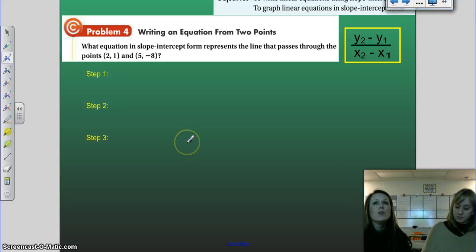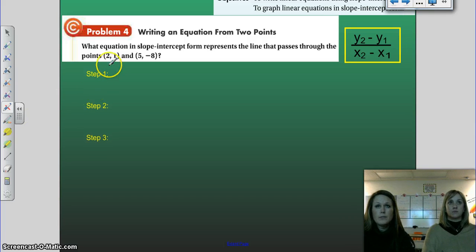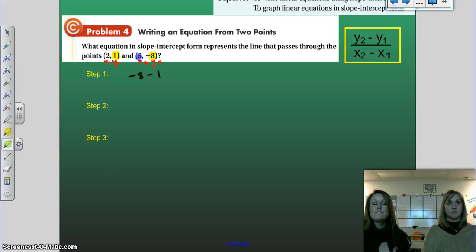All right, so what equation in slope-intercept form represents the line that passes through the points (2, 1) and (5, -8)? So I've got x and y and x and y. The first point is my x1, y1. The second one is x2, y2. So first step, use that equation. y2 minus y1, so negative 8 minus 1. And then on the bottom, I'm going to do 5 minus 2.